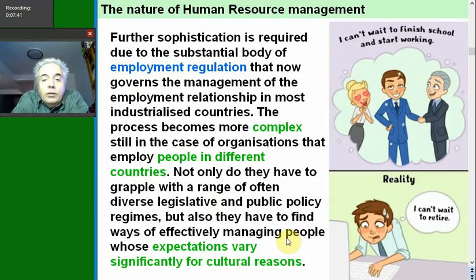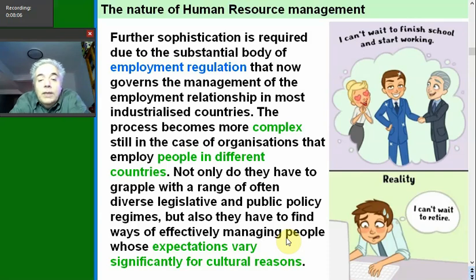Further sophistication is required due to the substantial body of employment regulations that now governs the management of the employee relationship in most industrialized countries. So this is not something that you can do as you will, right? Because there are a lot of regulations and laws about how to do this, a lot of laws to observe when dealing with people, right? So they have rights too.